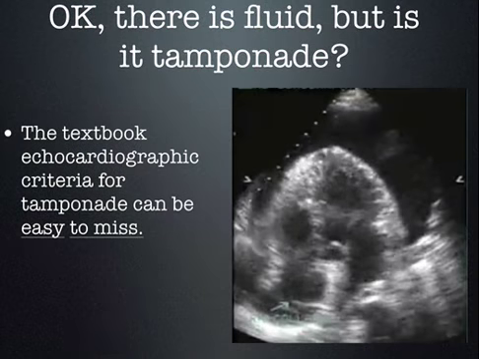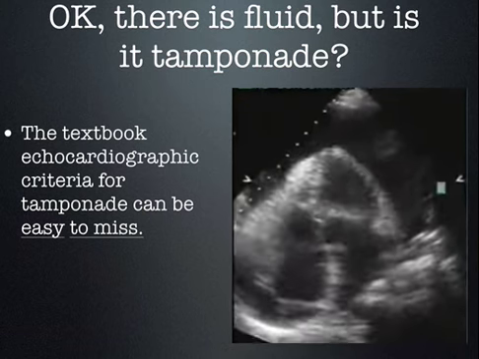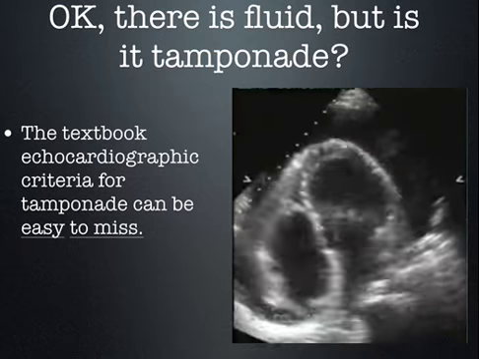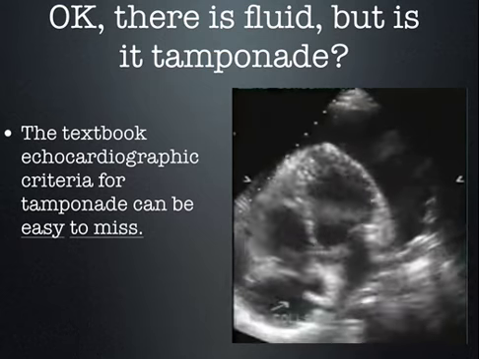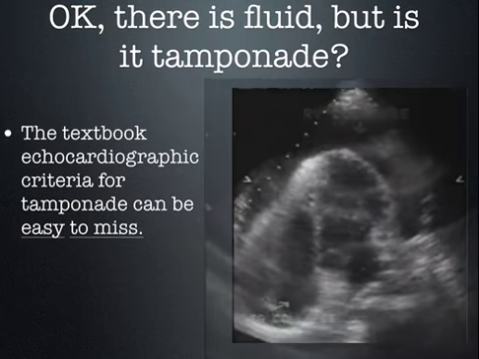Now, we found pericardial effusion, but is that tamponade? Does that mean it's tamponade? What in the world are we going to do with this? Well, identification of tamponade by echocardiography can be quite challenging. One of the first things that you'll see is a collapsing right atrium. Now, that one looks really easy, but they're not always that easy.